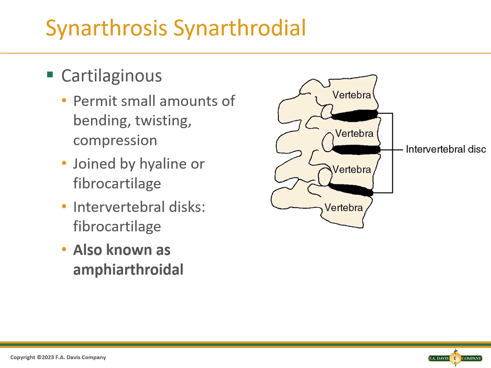Cartilaginous synarthroidal joints allow for small amounts of bending, twisting, and compression. Our most common example is going to be within the spine, where each vertebral level is designed for stability, and the mobility of our spine comes from the collective motion at all of these levels. These cartilaginous joints are joined by hyaline or fibrocartilage, and they have a fibrocartilage disc that can be fixed like in the spine, or it can be non-fixed like in the TMJ. These joints are also known as amphiarthroidal joints.